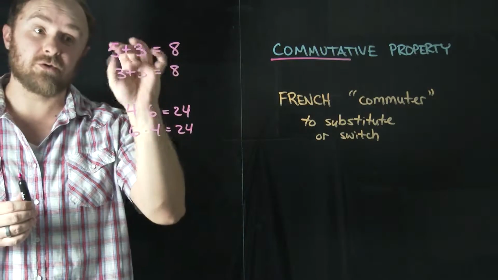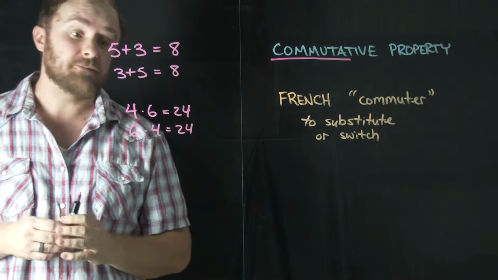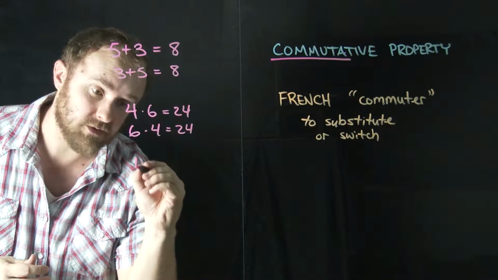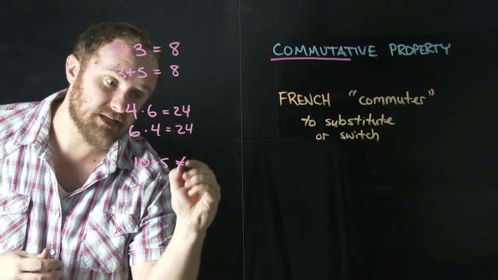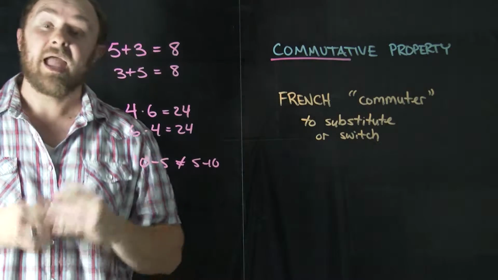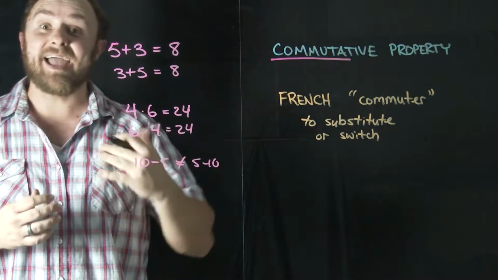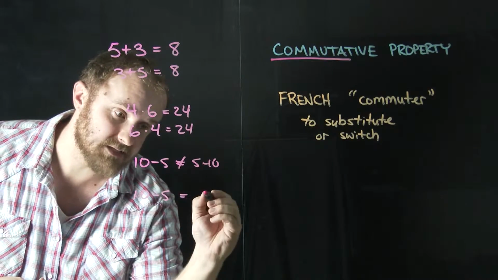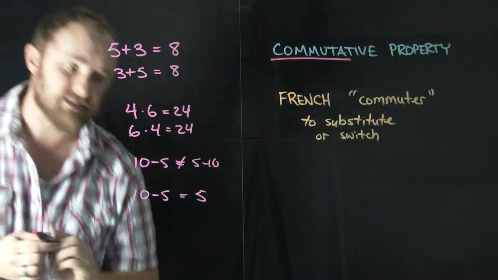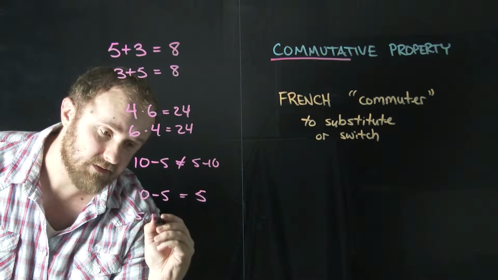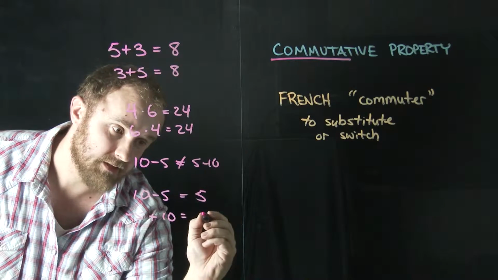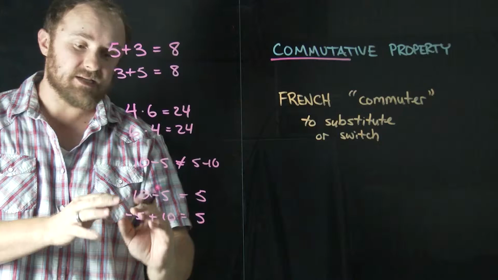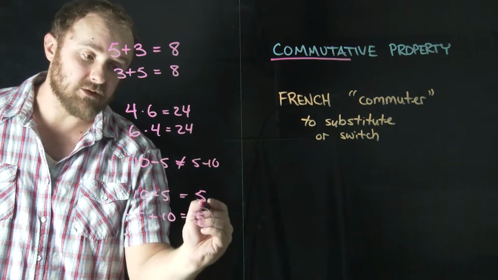So the commutative property is true for addition and for multiplication, but it's also true for subtraction, not in the traditional sense, of course. 10 minus 5 is not the same as 5 minus 10. However, if we think of subtraction as adding the additive inverse, I could write 10 minus 5, which I know is going to equal 5. I could write this as negative 5 plus 10, and that's going to be 5. So I can still switch around these addends in this case to get the same result of 5.